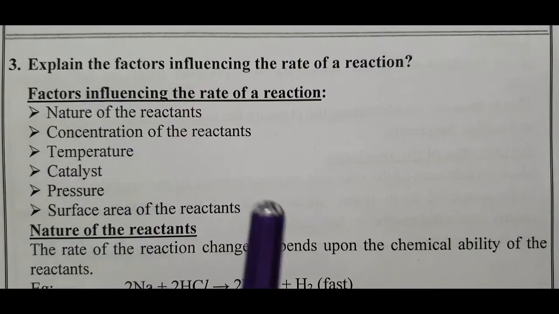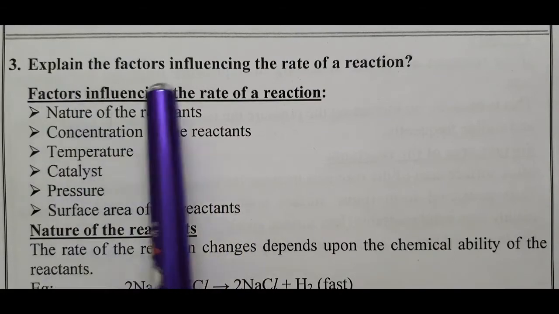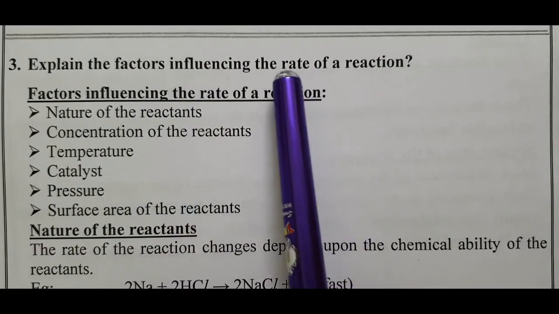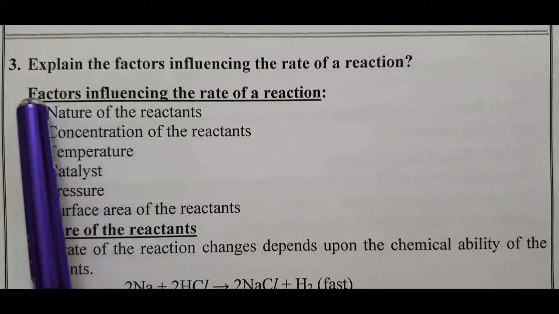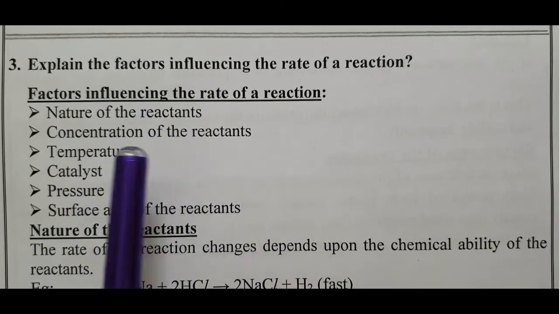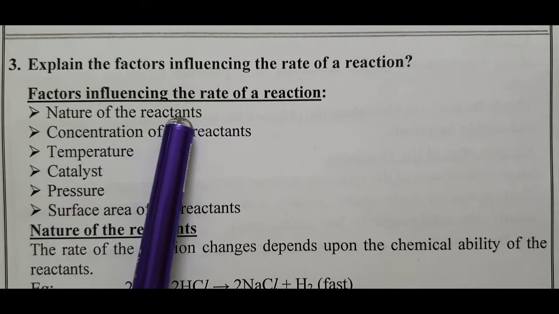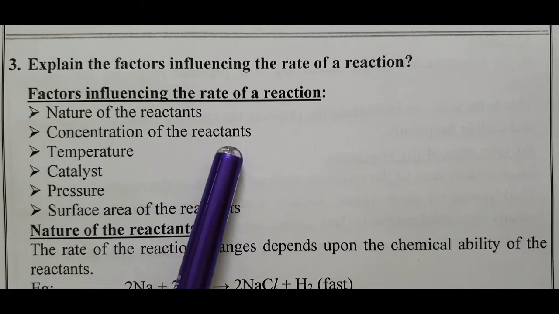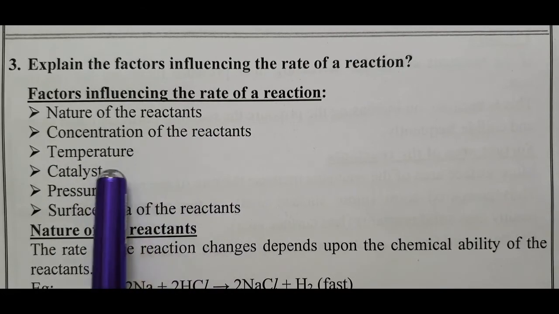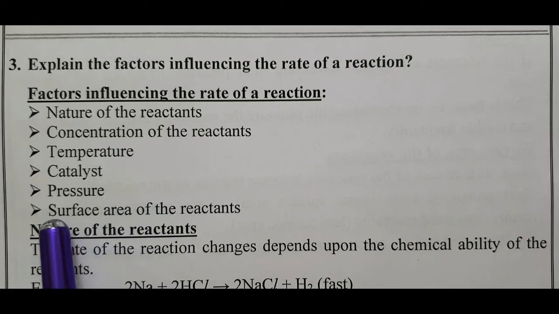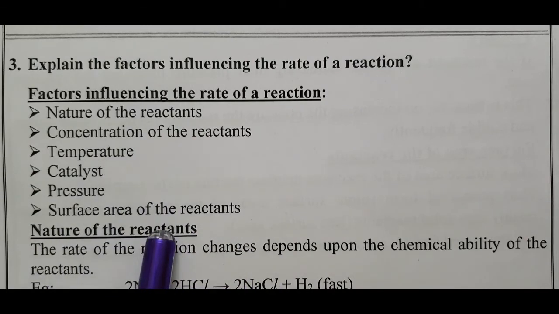Assessment number 3. Explain the factors influencing the rate of the reaction. Factors influencing the rate of the reaction: nature of reactants, concentration of reactants, temperature, catalyst, pressure, surface area of the reactant. These are the factors influencing the rate of the reaction.